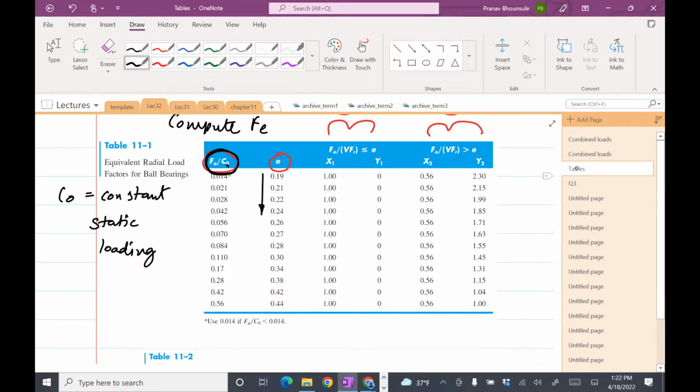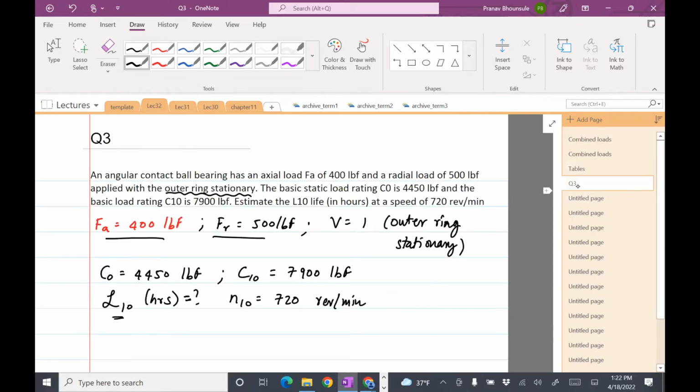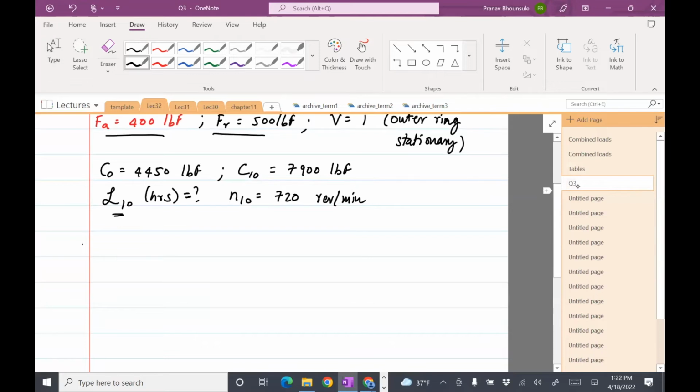FA divided by C0. Okay, both of these things are given to us. We're given FA, they're also given C0. So let's compute FA divided by C0 first. That will help us to compute E, which in turn will give us whether it's x1, y1 we need or x2, y2. And then that will give us FE. So probably 4 steps. Let's do that. The first step is compute FA divided by C0.